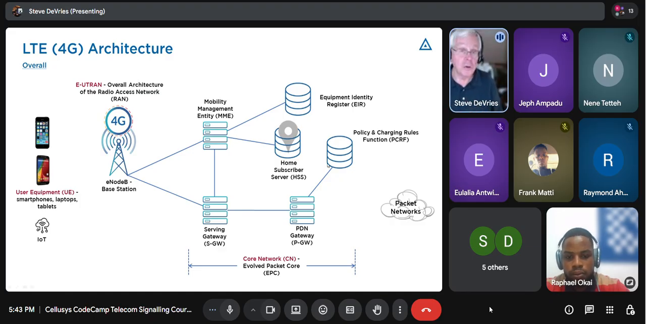Now, another thing that happens in 4G is this policy and charging rules function. You can apply different policies. Policies are how you charge the mobile, what your guaranteed bit rate is, your quality of service, your latency or your delay. All these things that are affecting the data streams in there can be affected by this policy and charging rules function.